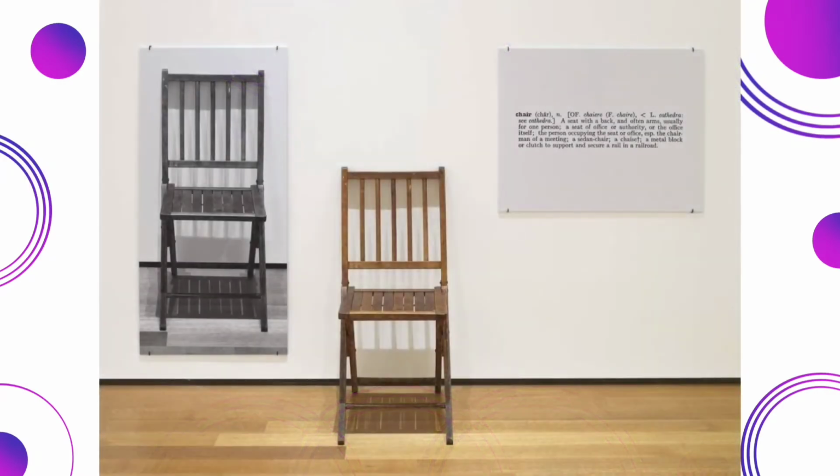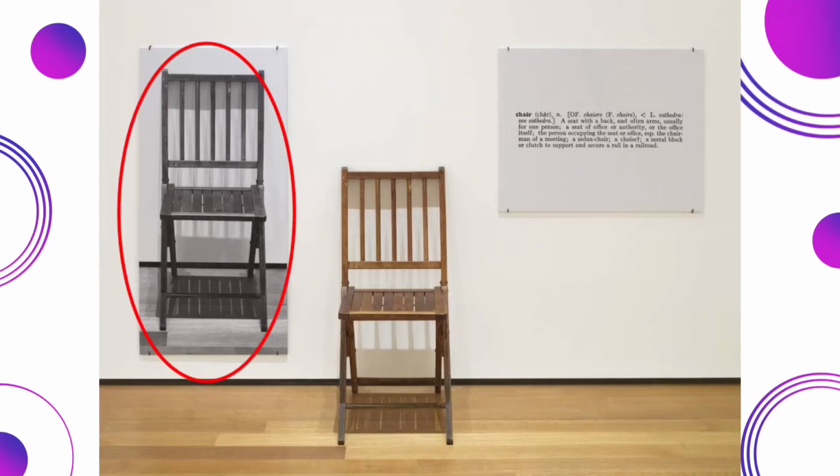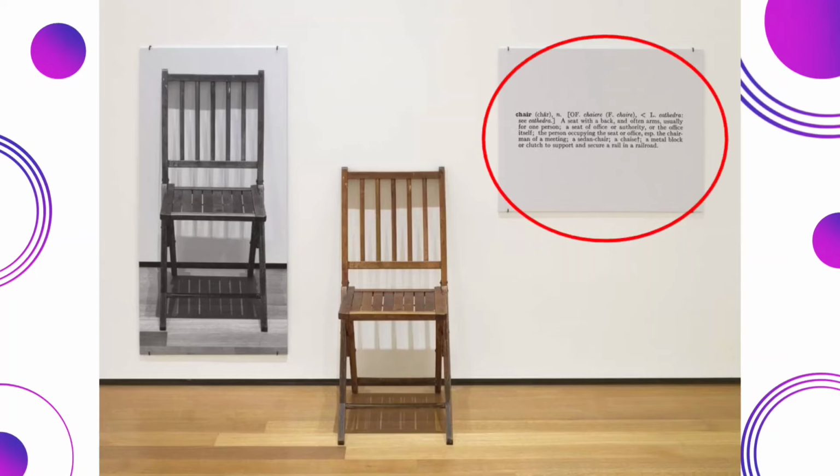So balikan natin yung artwork and hanapin natin kung nasaan yung ikatlong chair. Okay, so ito yung isa, which is the physical chair or yung totoong chair. Yung pangalawa naman ay ito, which is the photo or yung picture ng chair. Yung pangatlo, makikita natin dun sa may wall, may nakasulat, tama? So, yung ikatlong chair, hindi natin makikita, but andyan po yung definition ng chair.